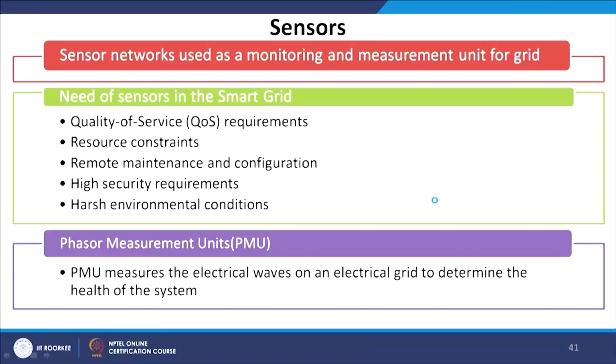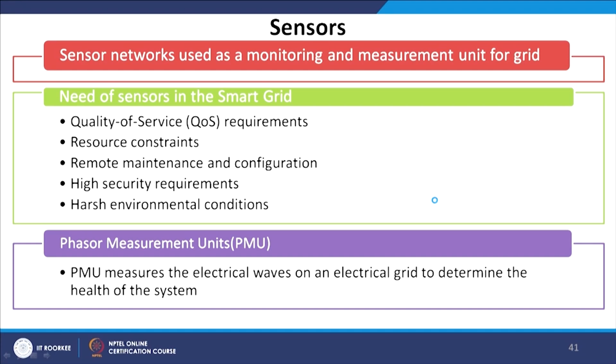Now, let us move to the second important component of my smart grid, that is sensors. Sensor networks are used as a monitoring and measuring unit for a grid. The need for sensors in the smart grid is mainly because of quality of service, resource constraints, remote maintenance and configurations, high security requirements, and harsh environmental conditions.